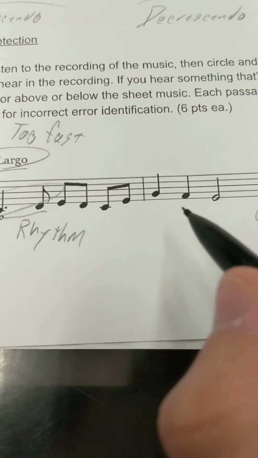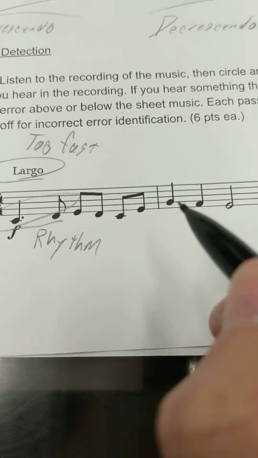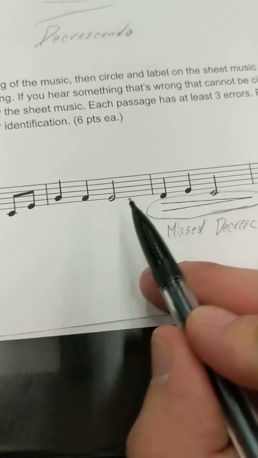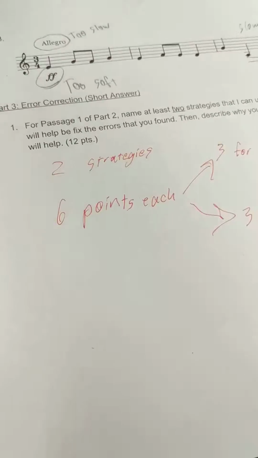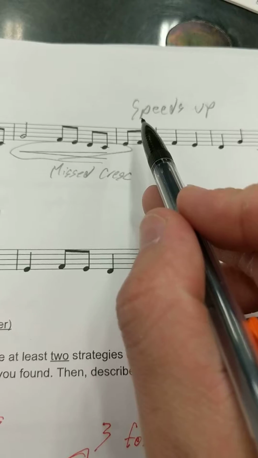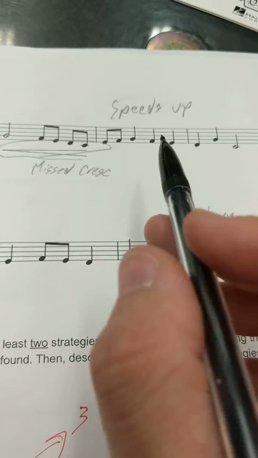The last thing that might be wrong with what I'm playing would be the pulse. So the pulse is if it's speeding up or slowing down. If the pulse is changing too much, which it did in two of these, just write either speeds up or slows down right above the music, just like this.